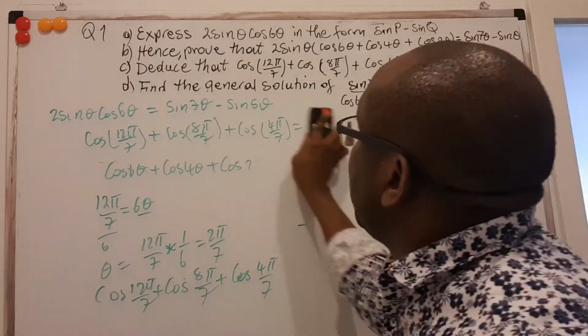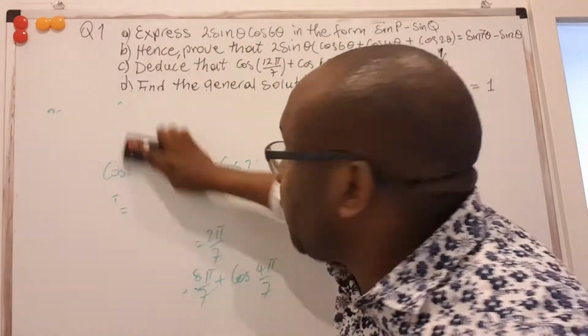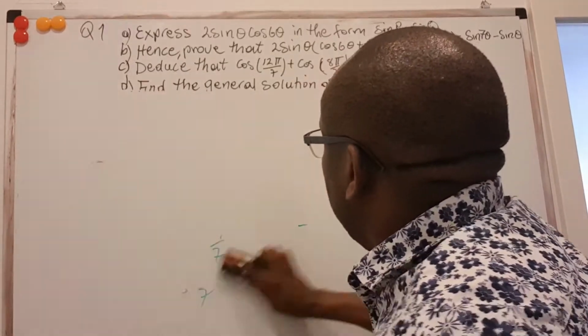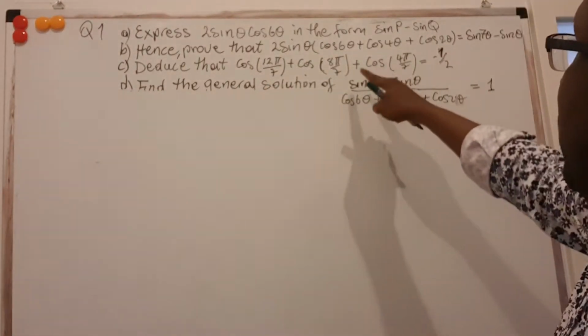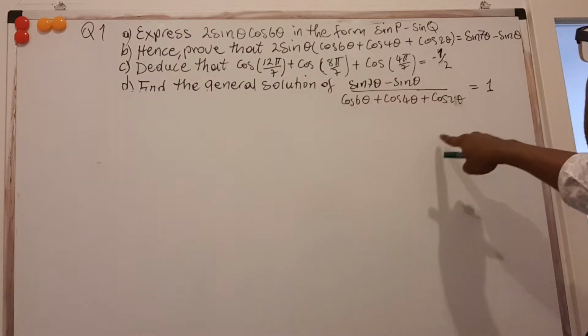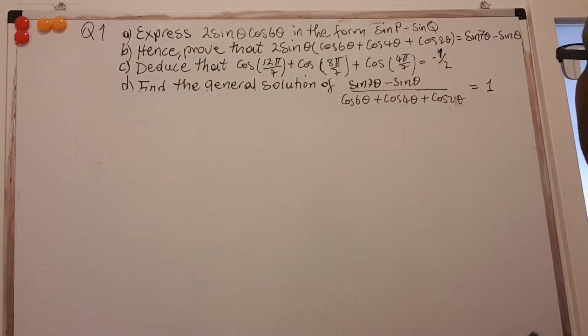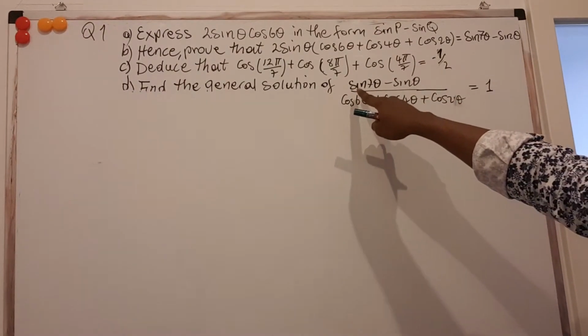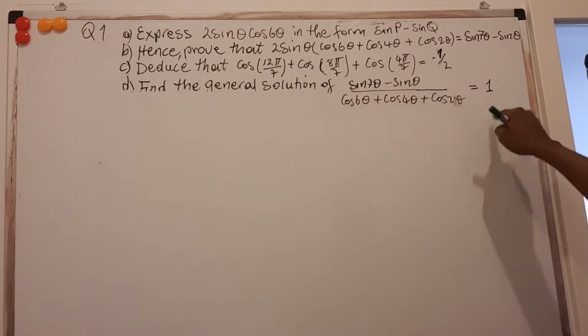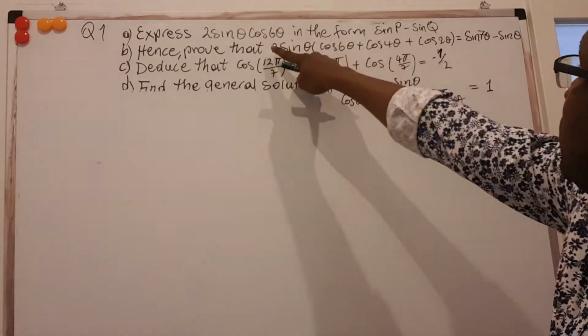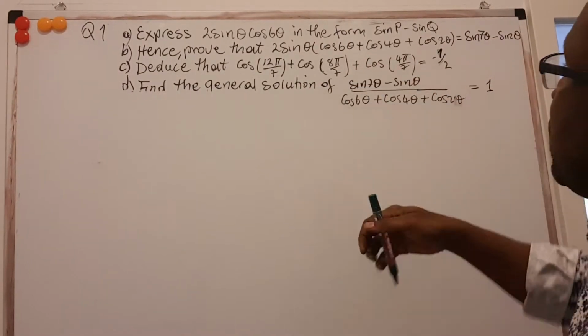So we go now to the last one. I won't go into the details too much. We are just left to look for the general solution of this equation here. We said the general solution should be for sine 7 theta minus sine theta divided by this, equal to that. Just take this one and look from here. You will see a relationship.